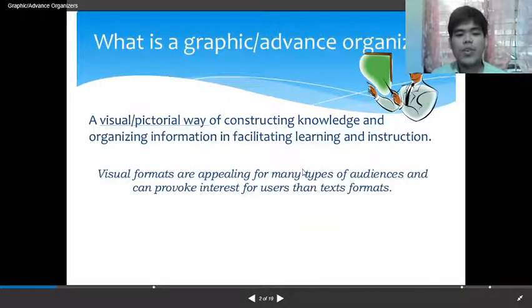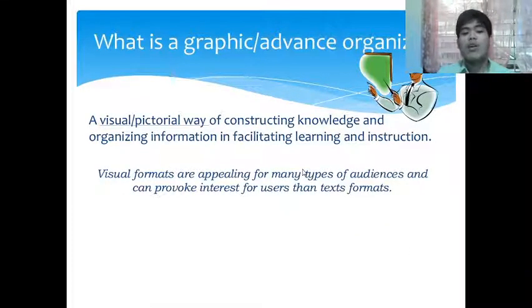Okay, good day everyone. So our lesson for today is what is a graphic organizer or advanced organizer? So you may call them either way. It is a visual or pictorial way of constructing knowledge and organizing information in facilitating learning and instruction. Why? Because visual formats are appealing for many types of audiences and can provoke interest for users than text formats.